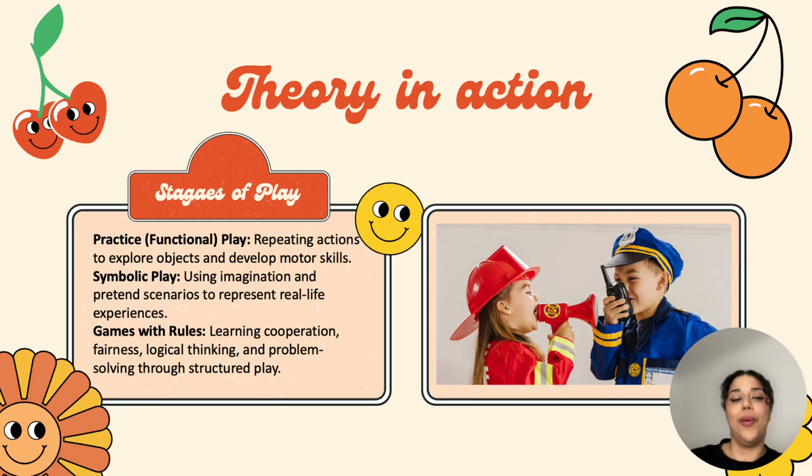Symbolic play uses imagination and pretend scenarios to represent real life experiences. So using the cooking scenario, they're cooking for their family, for their friends, they're hosting a dinner, they're making the food, they're prepping everything. And then games with rules, so learning cooperation, fairness, logical thinking, and problem solving through structured play. That way they understand that there are sets of rules that have to be followed in order for the game to continue.